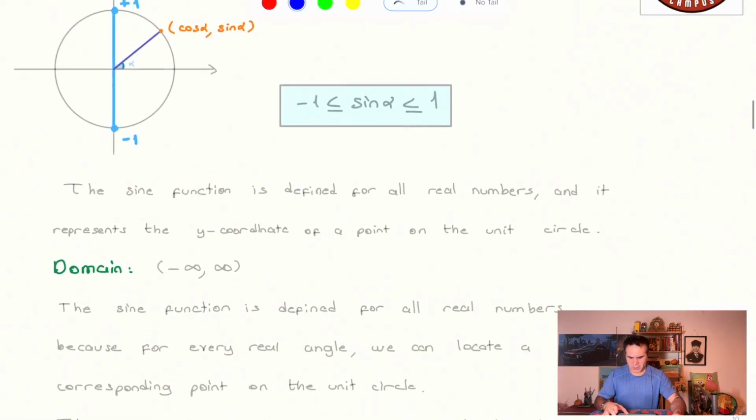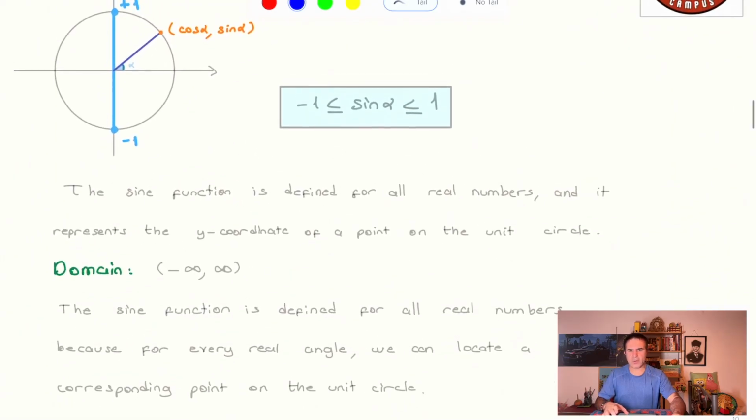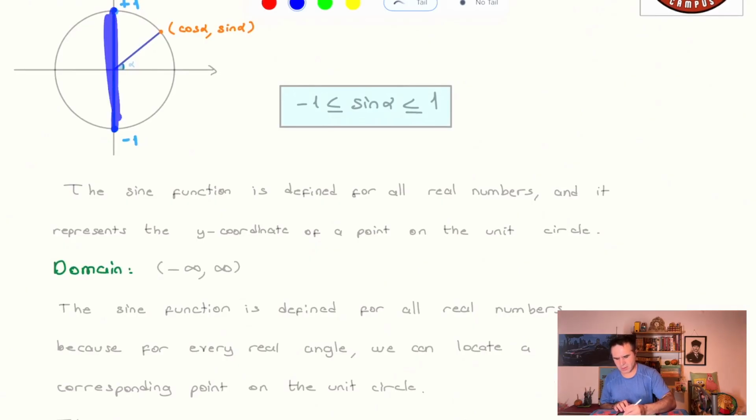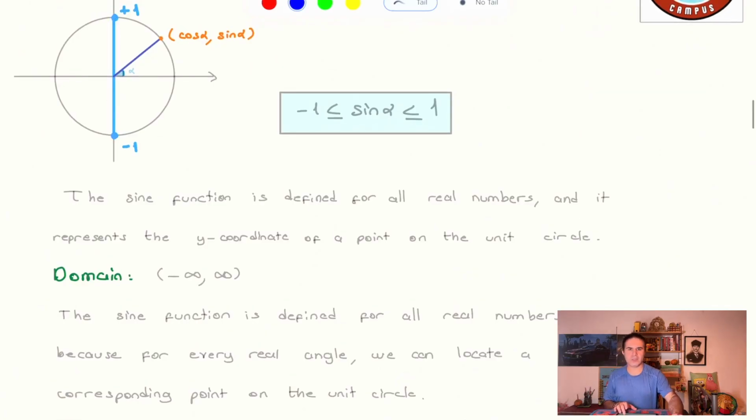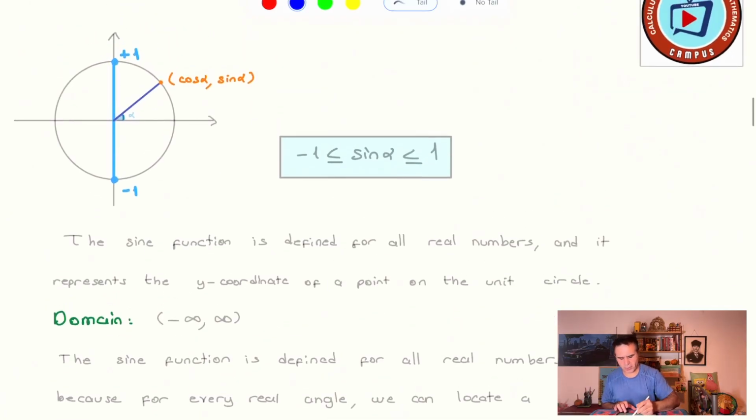The sine function is defined for all real numbers, and it represents the y-coordinate of a point on the unit circle. And for that reason, the sine function will always have values between -1 and +1.